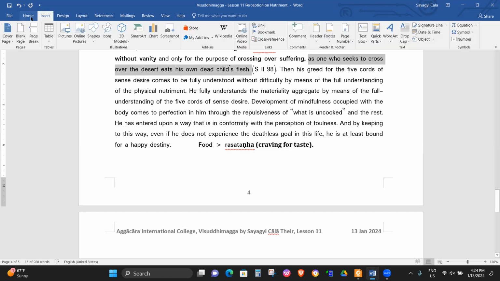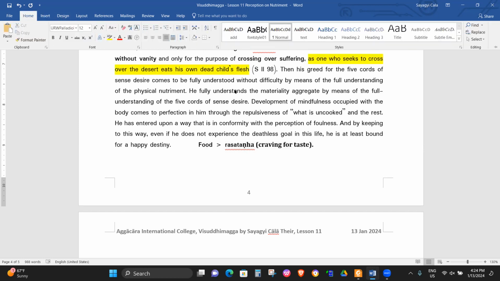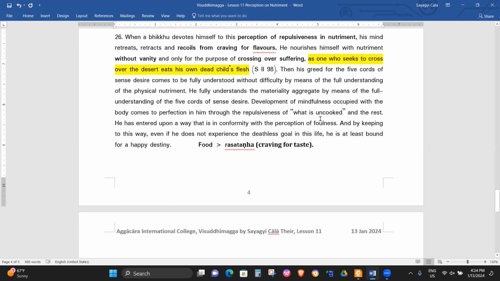That means to overcome hunger. They just want to overcome the hunger, because the child had already passed away, as they were traveling on the desert. It's so hot. The child had already passed away. It's not that they killed the child, but the child had already passed away. So that's why they decided to eat the child, their own child's flesh.